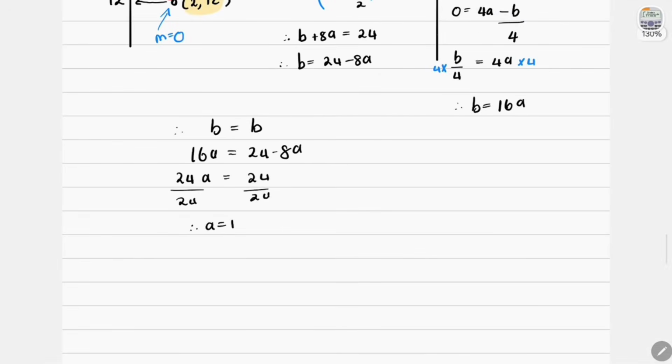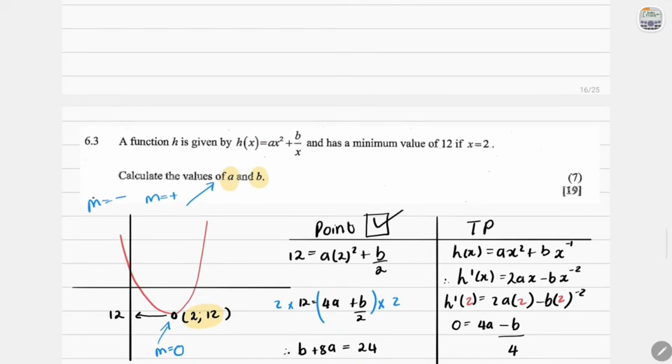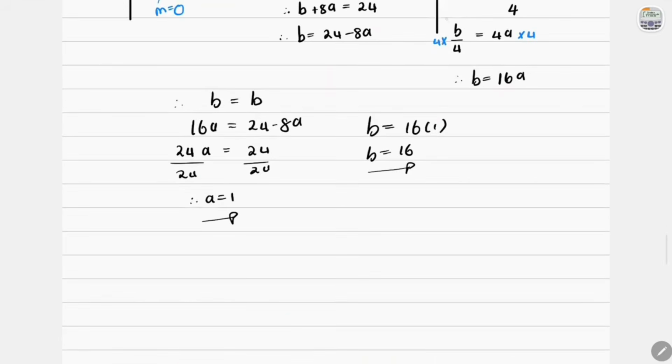And now that you have a, you can find b. So just take the value of a, substitute it into one of the equations of b. That one is easier. So b equals 16 times 1, which is 16. And those are our answers. a is equal to 1, b is equal to 16, and that is it for question 6.